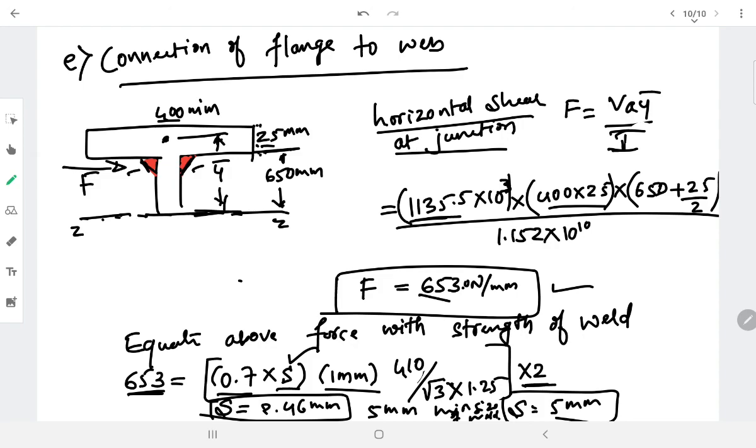In the next part of the video, I'll be taking the design of the intermediate stiffeners, curtailment of the flange plate and end bearing stiffener. That will be part 3.